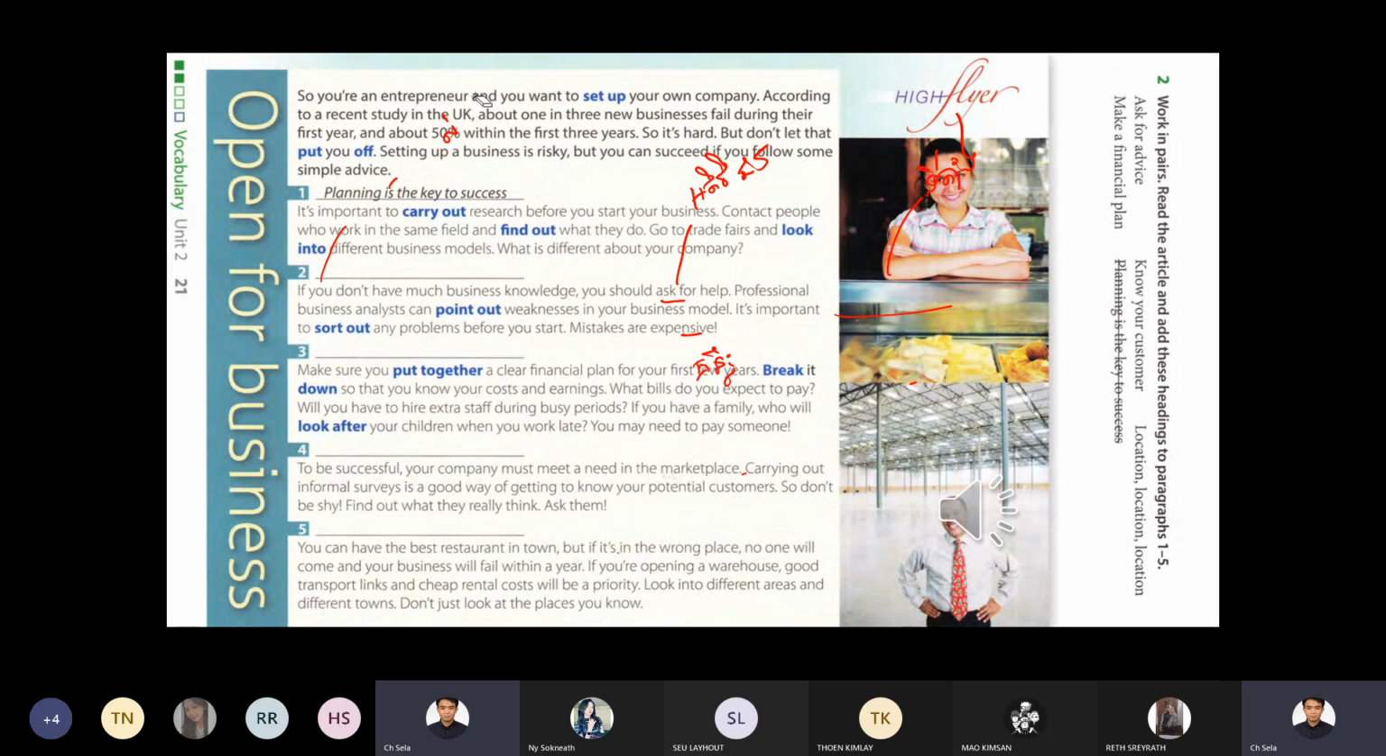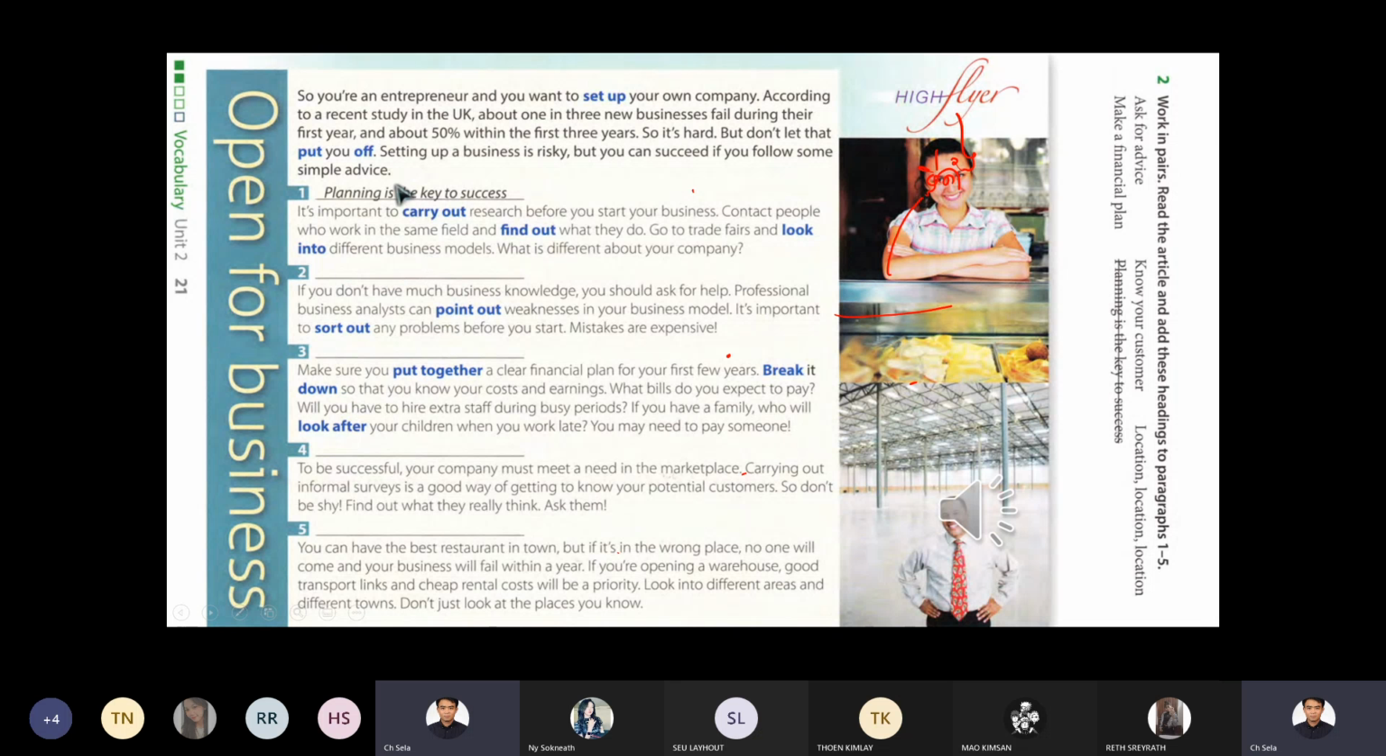Okay, now they want you to complete the headings in this reading, in this article. You can see, number one is already crossed off: planning is the key to success. And we still have four more for you to complete here: ask for advice, make a financial plan, know your customer, location, location, location.